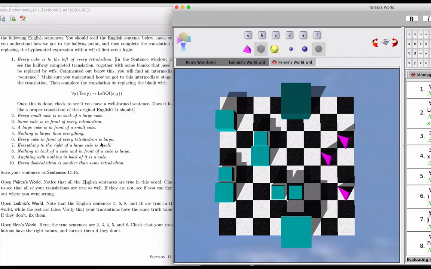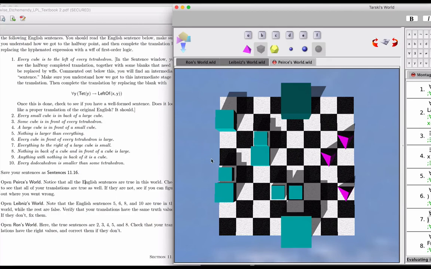Now I say "seem" because there's one way that the antecedent can come out false, and that's if we translate literally back of and front of. And we know that it's impossible for there to be anything that is both in back of and in front of at least one cube, right? So whether or not it's large is, in this context, irrelevant. If the antecedent is false, then the sentence as a whole is true.